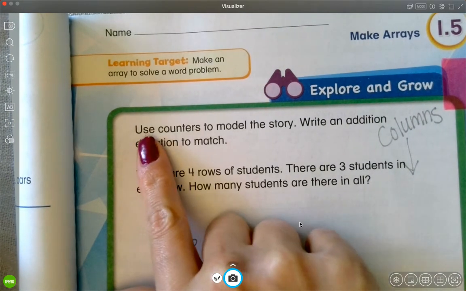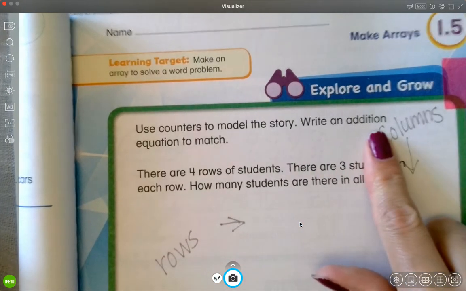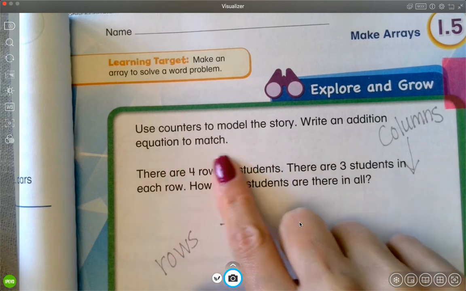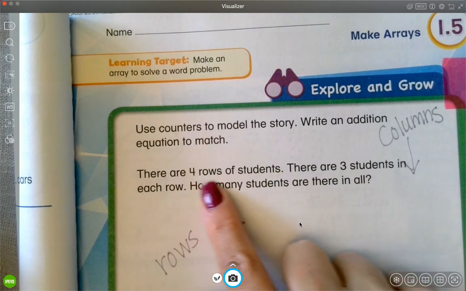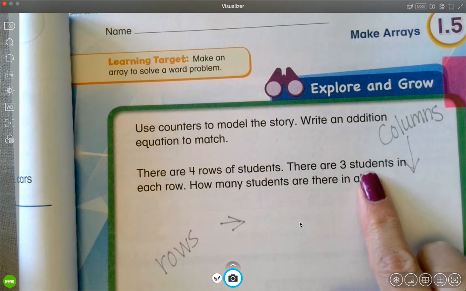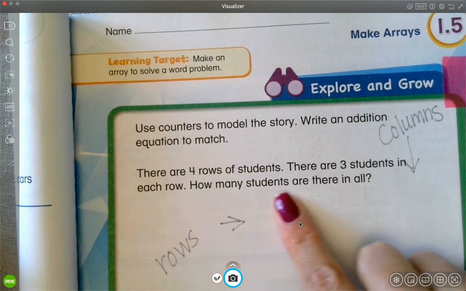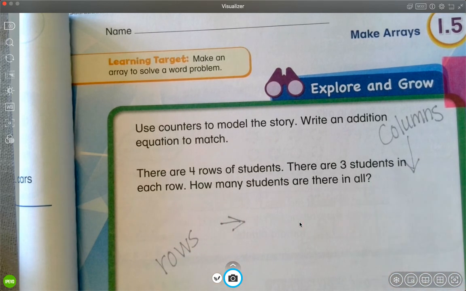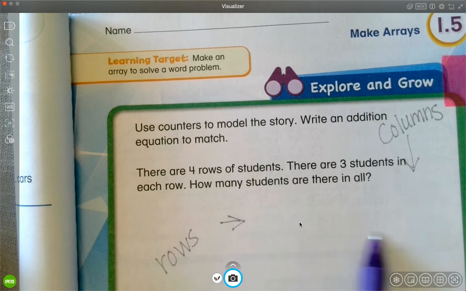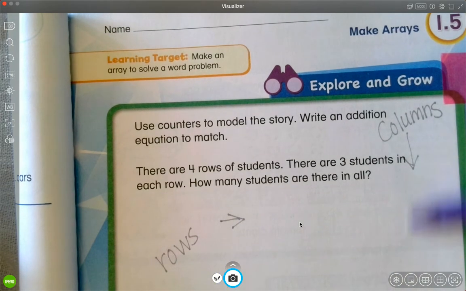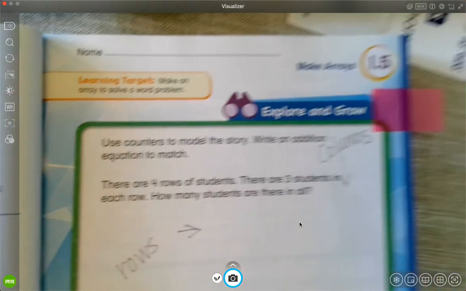So it says, use counters to model the story. Write an addition equation to match. There are 4 rows of students. There are 3 students in each row. How many students are there in all? So rows are going to go side and side, and columns are going to go up and down.